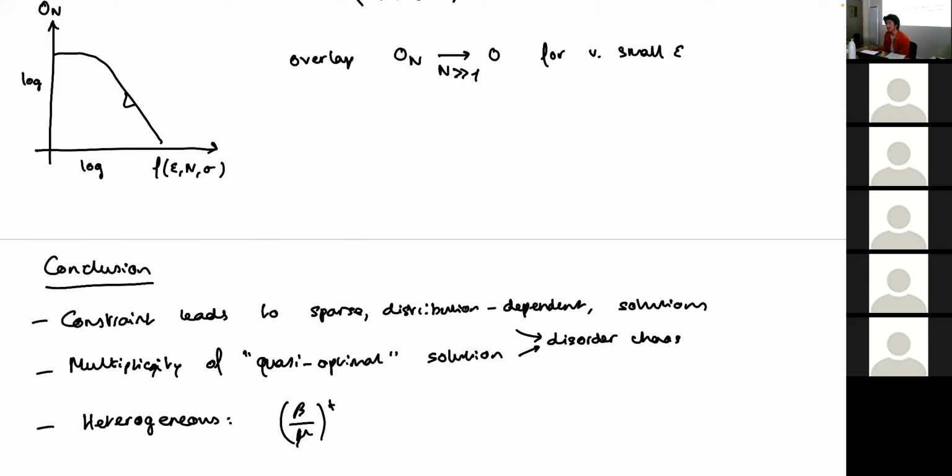Can you compute the average of some observable on the suboptimal set of solutions? Let's say that you want to compute, I don't know, your return or something, but not for the optimal solution, so average over all the minima.